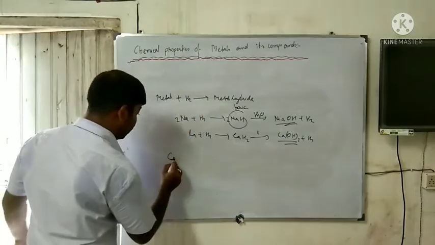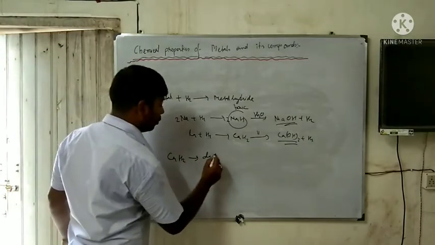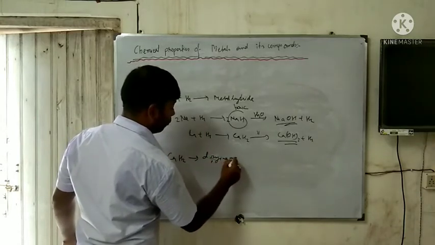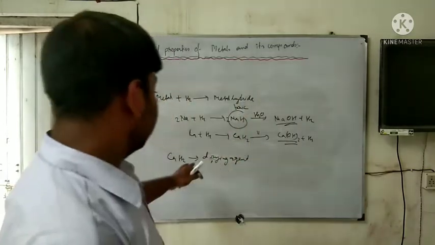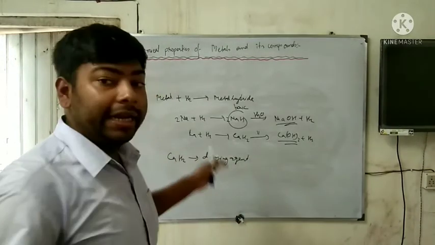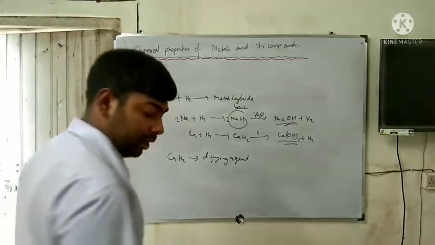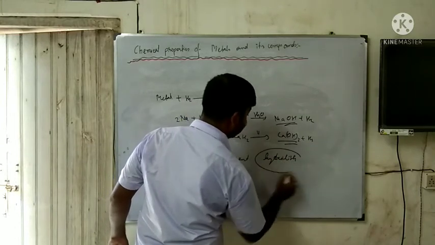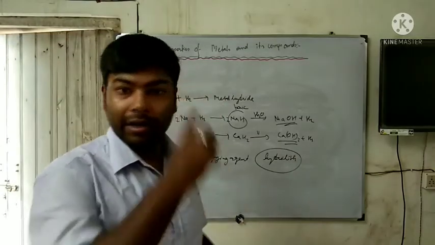Now here is a very important term that we have to remember: calcium hydride, CaH2, acts as a drying agent. We can dry substances with the help of calcium hydride. And it has a unique name, hydrolith. Hydrolith is the common name of calcium hydride.